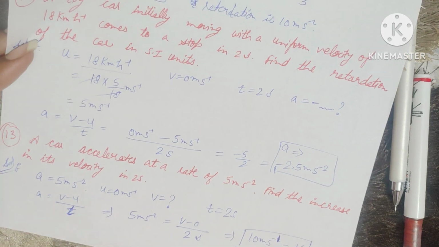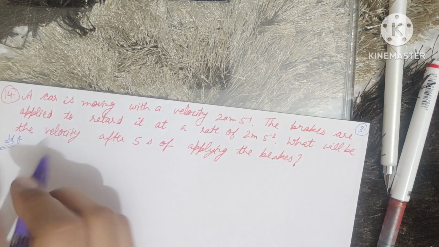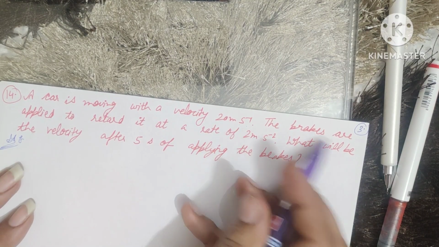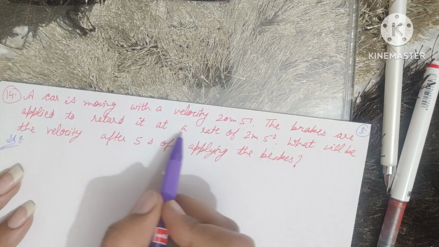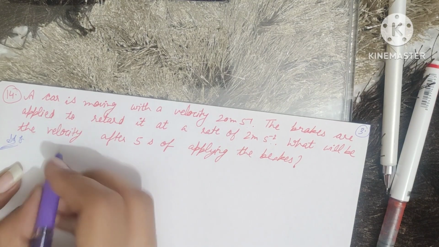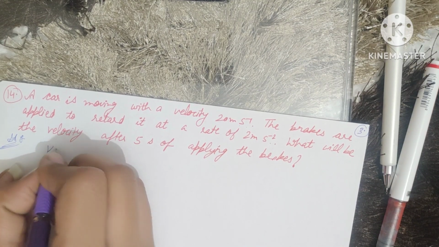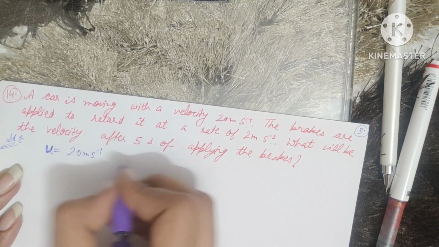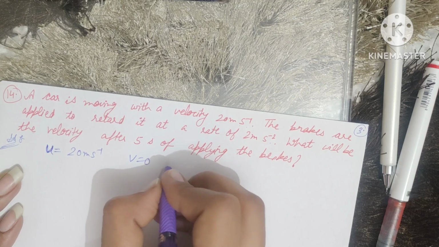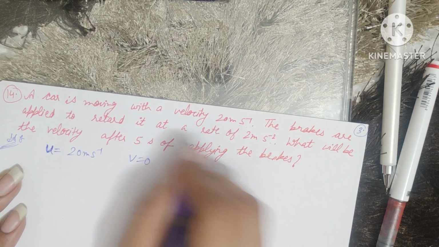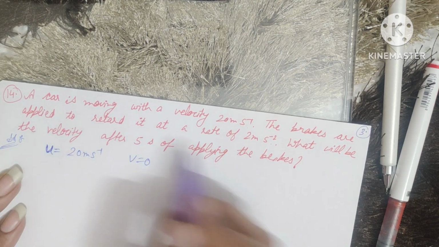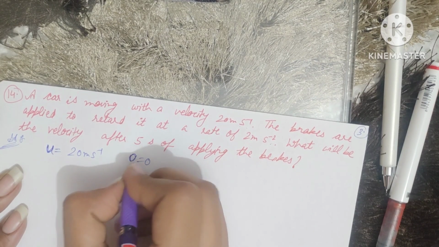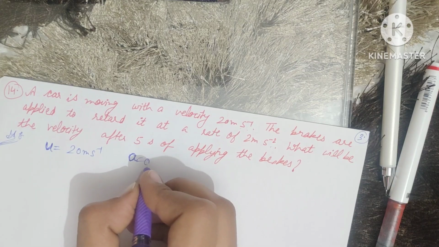Now question number 14. Question 14 is, a car is moving with the velocity of 20 meter per second. The brakes are applied to retard it at the rate of this. Okay, the initial velocity is given to us. u is the initial velocity, the car is moving with this speed, and we want to stop the car. The brakes are applied to retard at the rate of 2 meter per second. Okay, initial velocity is given, final velocity is not given.